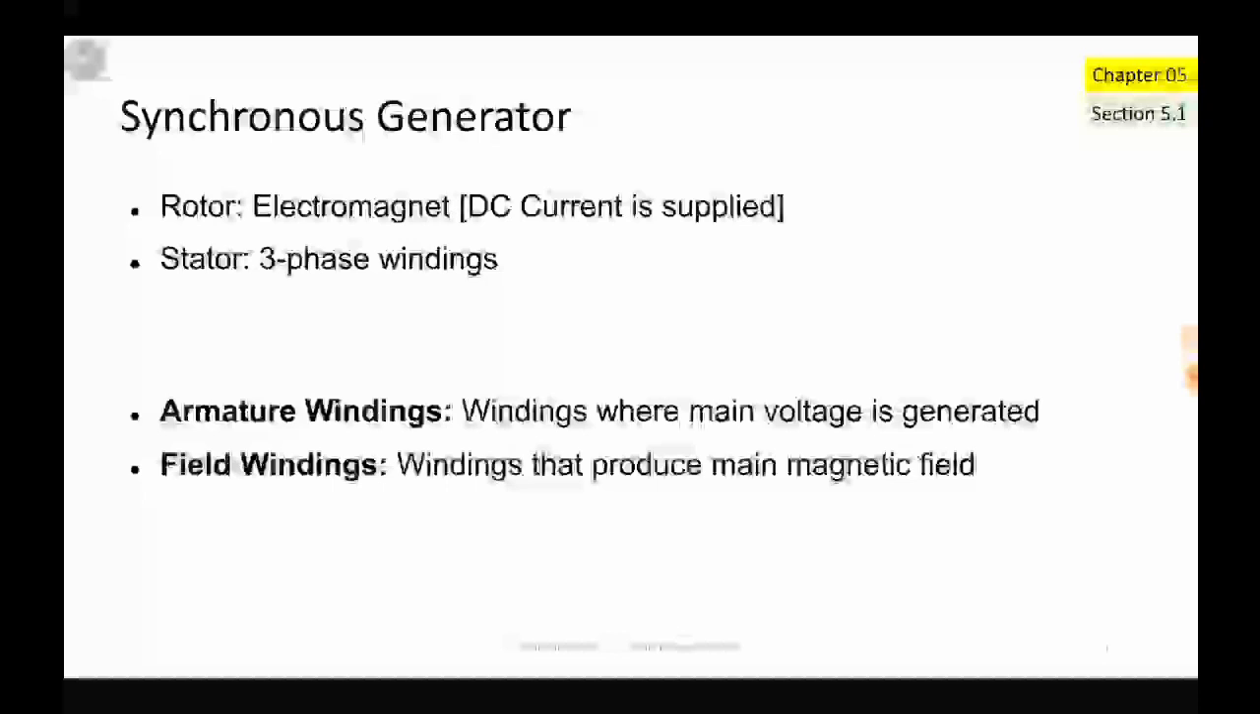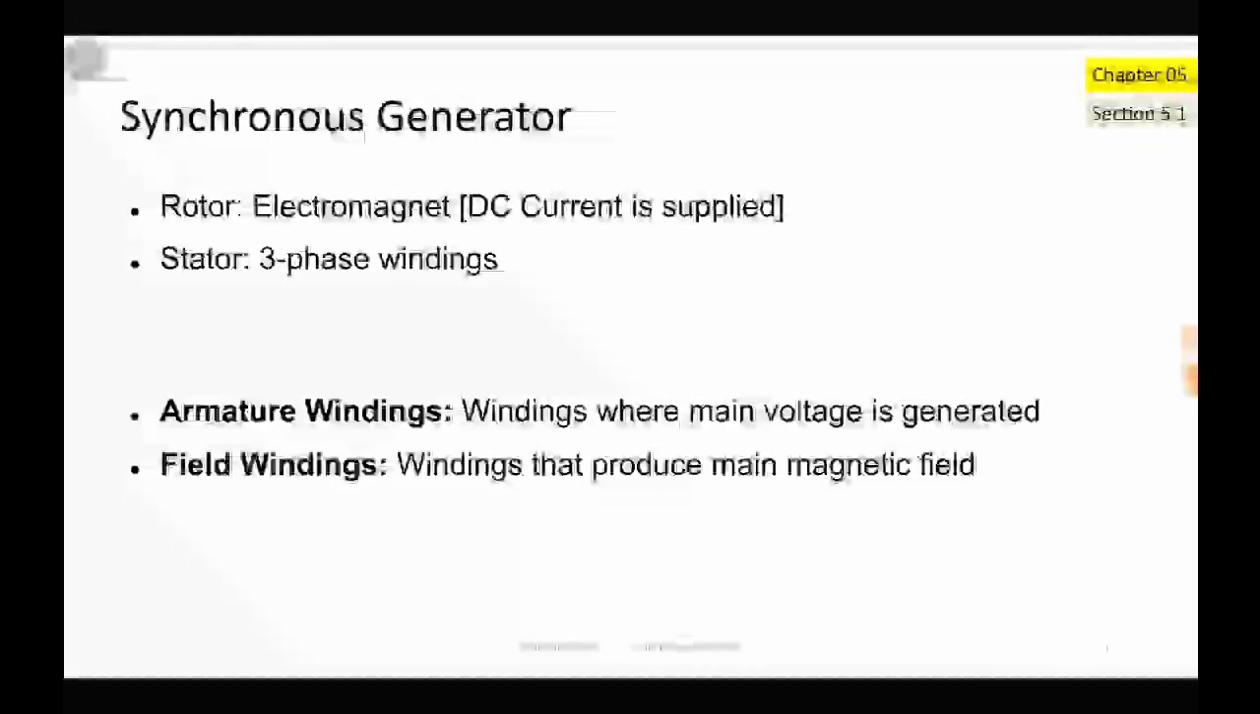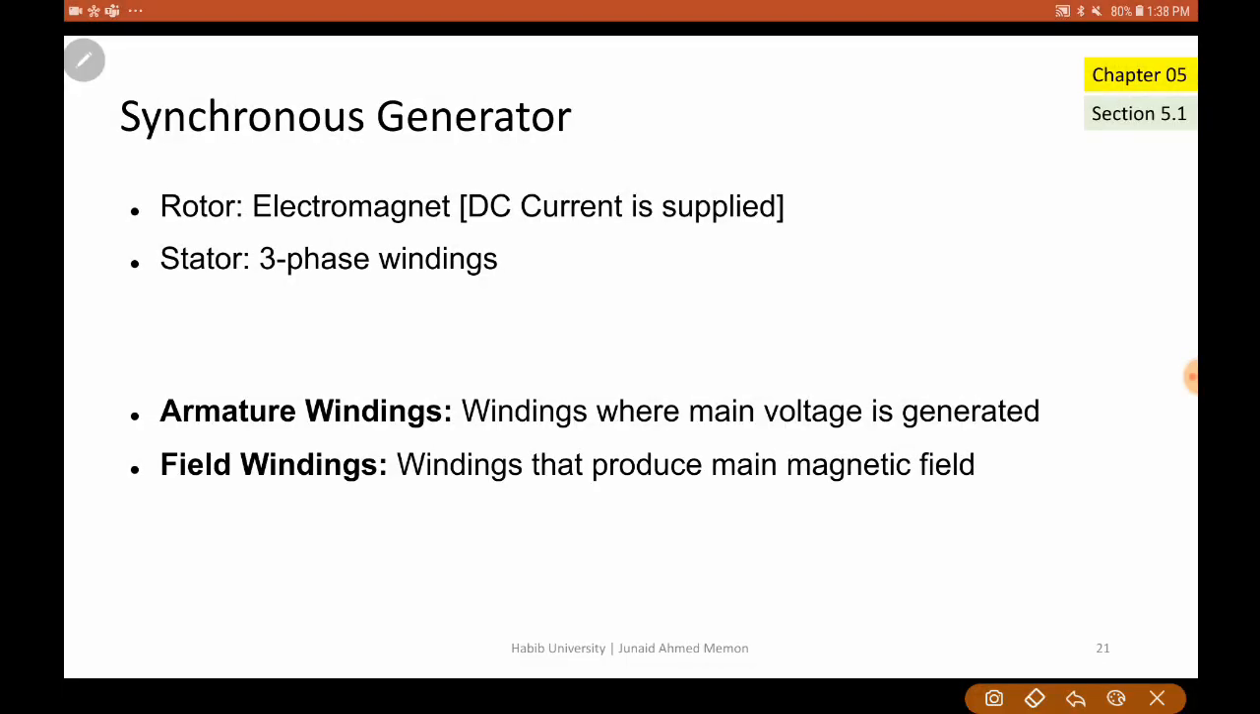Last time we discussed the basic construction of the synchronous generator, that it consists of a rotor and also has the stator. The key thing we noticed was that the stator consists of three-phase windings, whereas the rotor was our electromagnet. The principle is that we want to have a rotating magnetic field inside the stator.